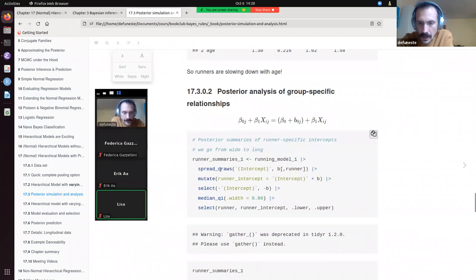So for that, you are using this model. I don't know if you have checked the structure of an object that MCMC returns, but it's quite complicated. It basically saves all the operations, a lot of stuff. So you have this nicely. Spread draw will gather the intercept and the runners into one column. Then you use mutate to calculate the runner intercept, so the beta 0 from the global intercept plus the b specific to each runner. Then you clean what you don't want and use it to calculate a median.